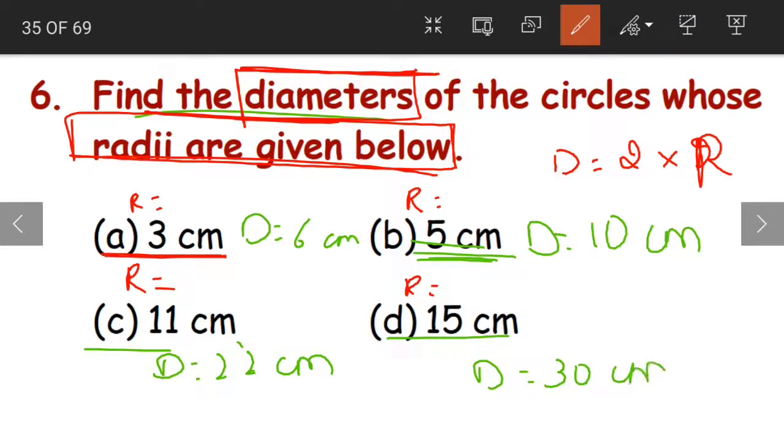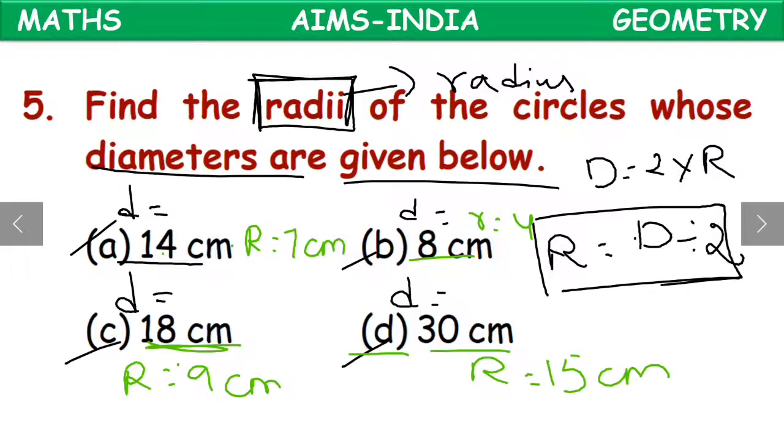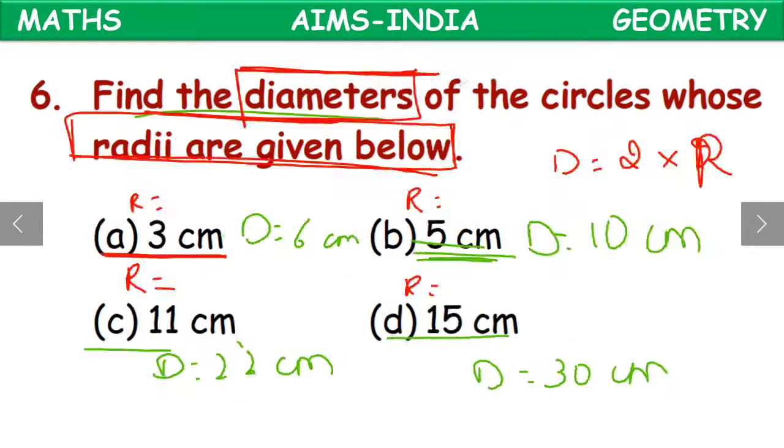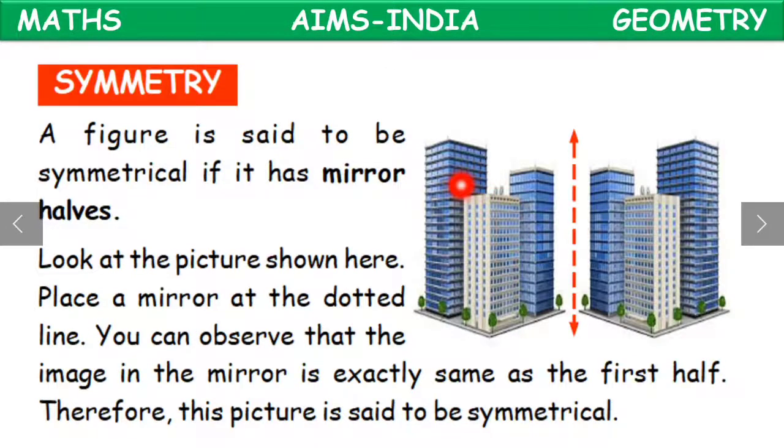I hope this is clear, children. With this we've come to the end of the topic circles. In circles we have learned how to draw the circles, what are the different types of circles, what are the different parts of the circles, and also how to find out the radius when diameters are given, and how to find out the diameter. Moving on to the next topic, that is symmetry.